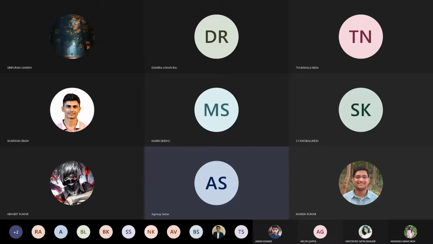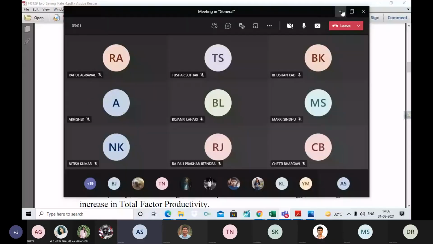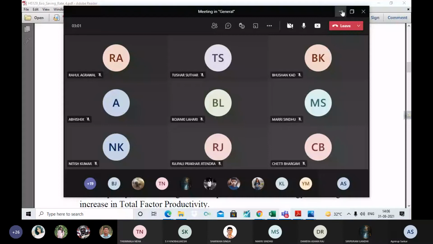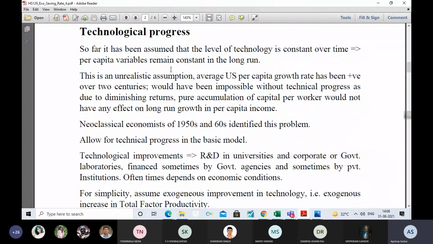Right? So this is what would happen if you allow for growth in total factor productivity. The consequences of growth in total factor productivity is something that we are going to look into now.